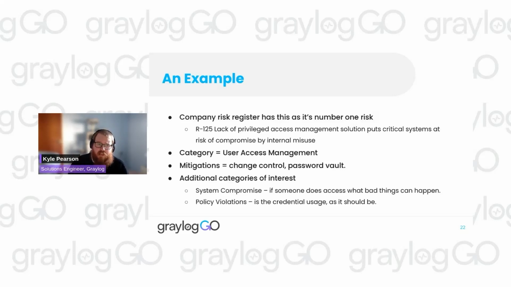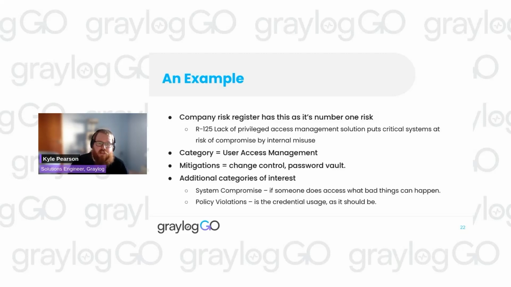Again, we want to break that into a category. Here I'm saying user access management. We have various mitigations in place. We have a change control process. We do have a password vault, but it's not an actual full privileged access management solution, which means somebody could technically just keep those passwords forever and never check them out of the password vault.